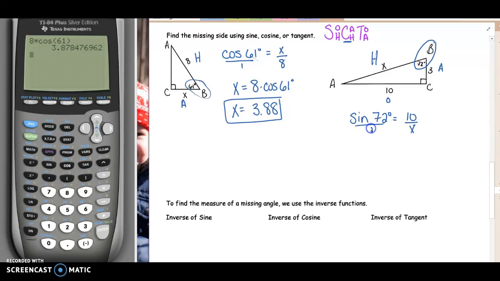Now here's a problem. This time x is on the bottom. So when we multiply this, we are going to have 10 equals x times the sine of 72 degrees. How do we get x by itself? Divide by the sine of 72 degrees. So 10 divided by the sine of 72. X is going to be about 10.5.